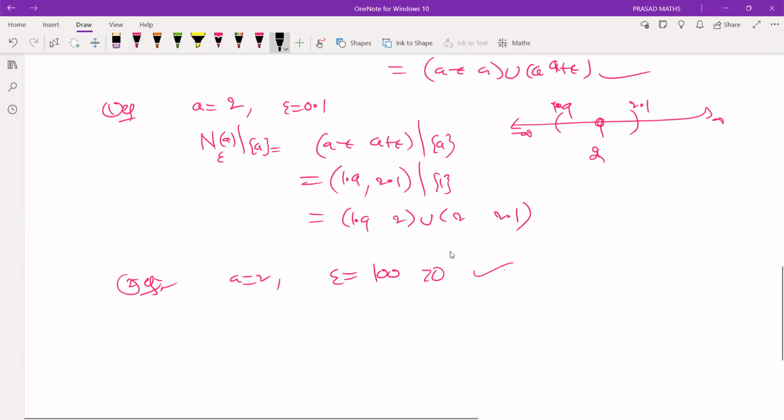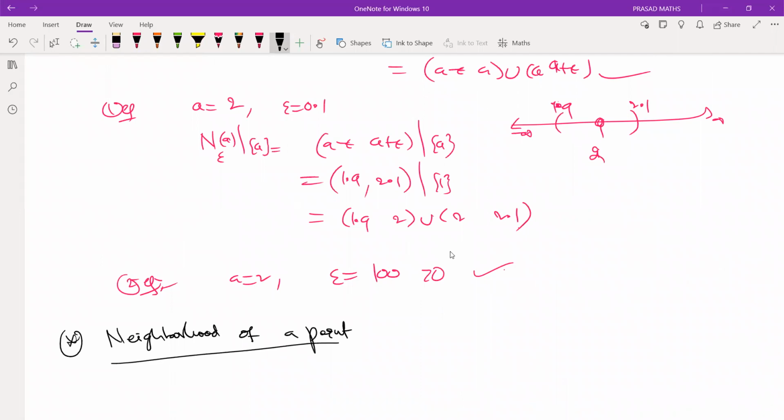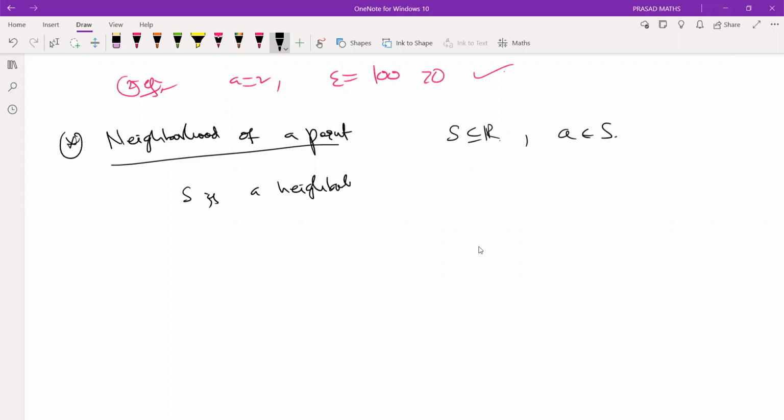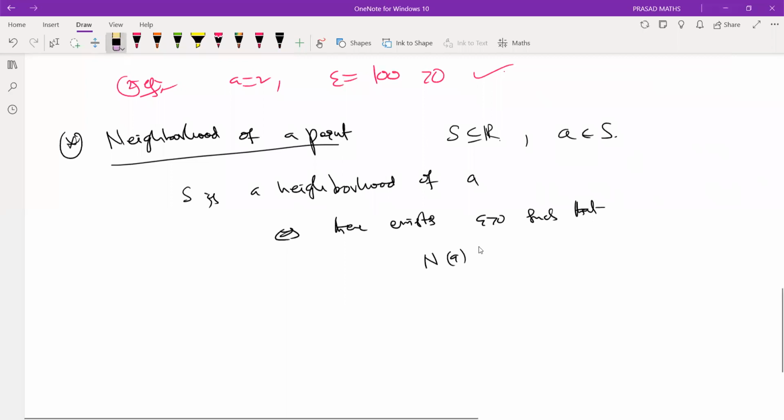Next is neighborhood of a point. Neighborhood of a point means, suppose you start with a subset S and a member A which is in S. So S is a neighborhood of a point A if and only if there exists some epsilon neighborhood of A. Don't use this notation, just use this one: epsilon neighborhood of A means A minus epsilon, A plus epsilon, which is contained in S.